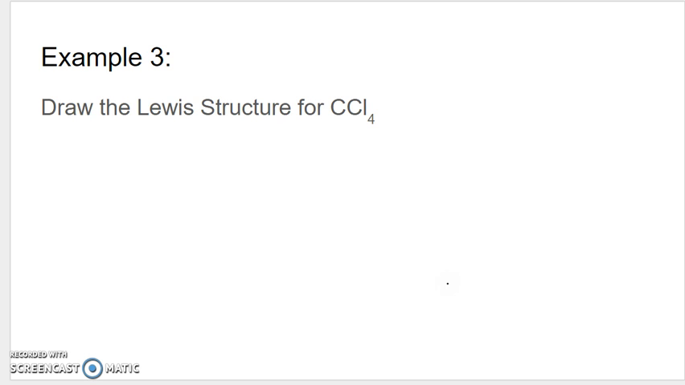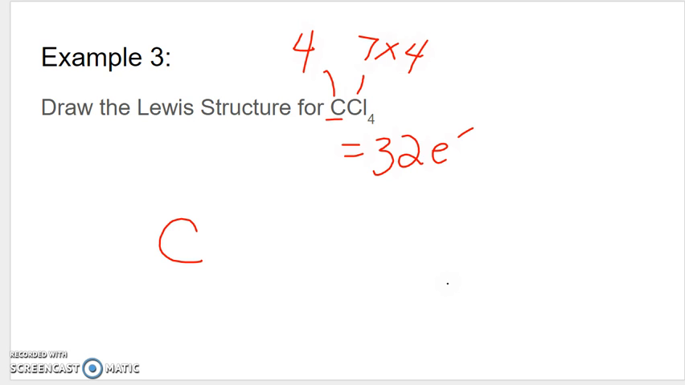Okay, let's try this one. Draw the Lewis structure for CCl4. So carbon has 4 valence electrons. Chlorine, or halogens, has 7, and it's 7 times 4. Then you're going to total those up, and you get a total of 32 electrons used. Carbon goes in the middle, which is listed first. Carbon has 4: 1, 2, 3, 4.